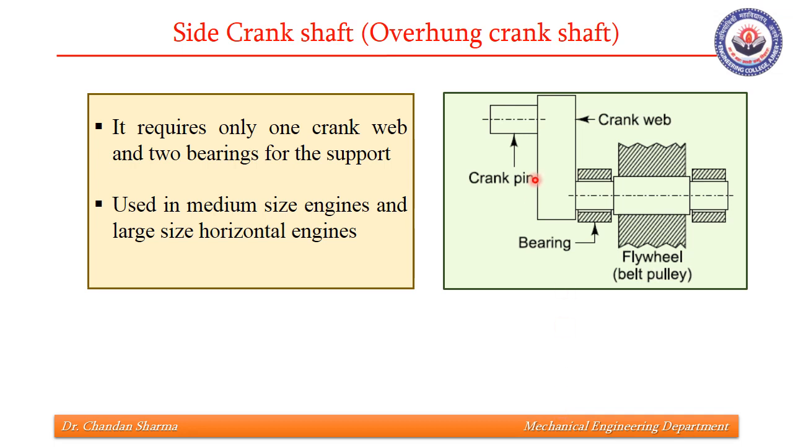As you can see, these are the two bearings. This is the flywheel, where with the help of a belt power is being transmitted, and this is the crank web and this is the crank pin. So our job will be to find the dimensions of crank pin, basically its length and diameter, the dimensions of crank web, basically its width and thickness, the dimensions of bearings, that means their length and diameter, and of the shaft on which this flywheel is being mounted.